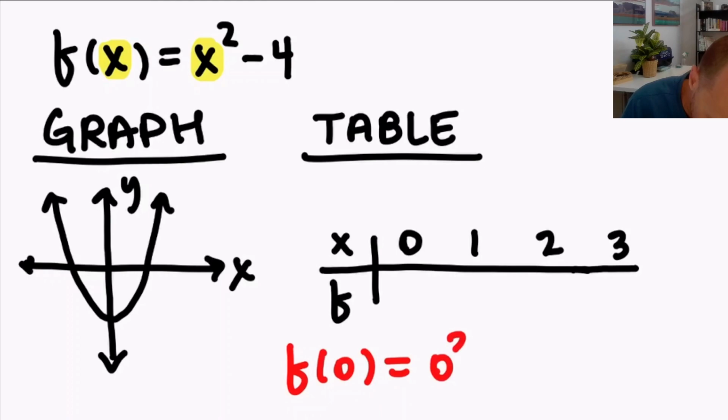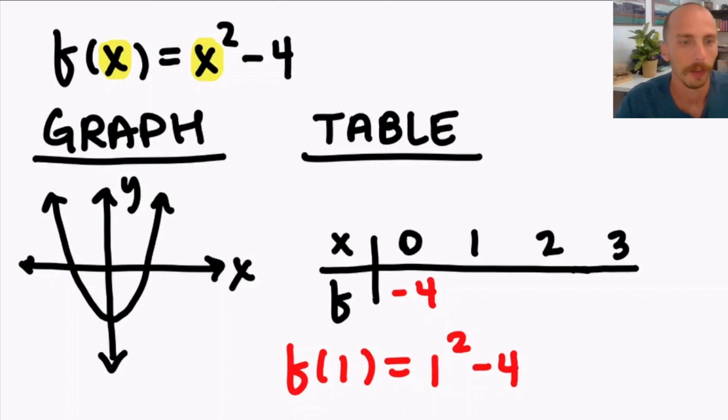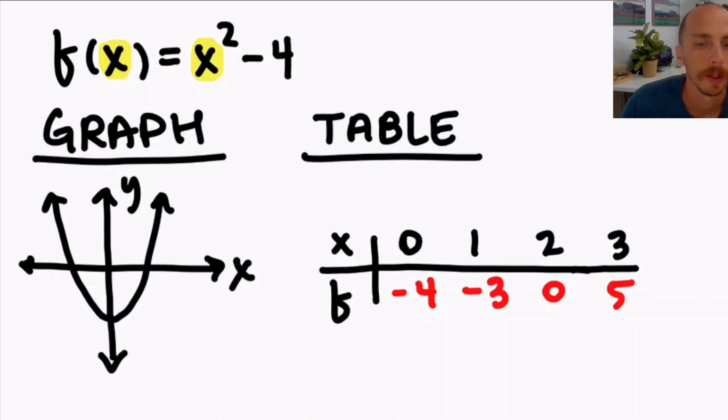So that would be 0 squared minus 4, and that would be negative 4. And if we wanted to figure out what f of 1 is, we do the same thing. Let's say f of 1 is 1 squared minus 4, and that is negative 3. And then we could do the same thing for 2 and 3. And we would see that f would produce values of 0 and 5 with input values of 2 and 3.